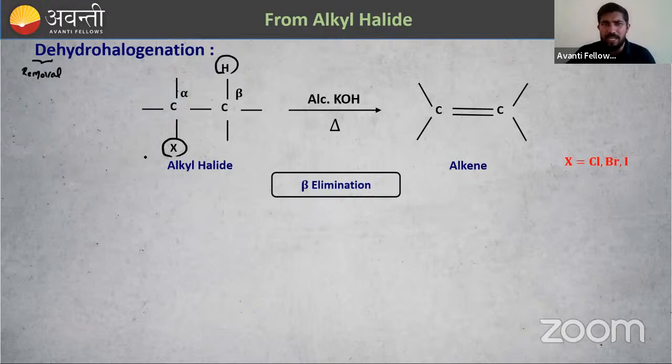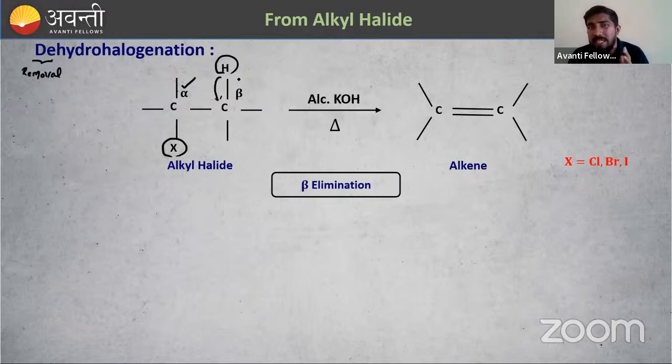X, that is chlorine, bromine, iodine, etc. This is attached to this carbon. That carbon is known as alpha carbon. Then adjacent to this carbon, there is one more carbon, right? That is known as beta carbon. Then what is beta hydrogen? The hydrogen attached to this carbon, that is known as beta hydrogen.